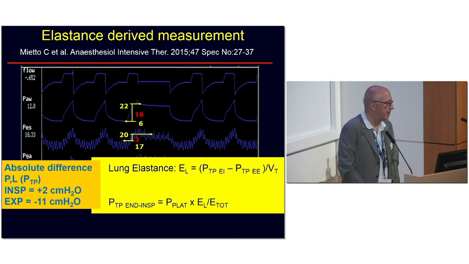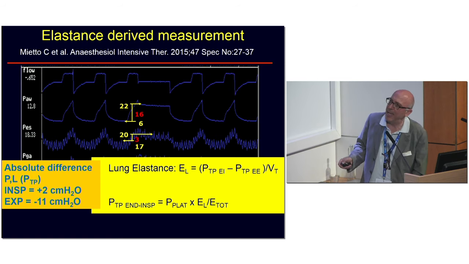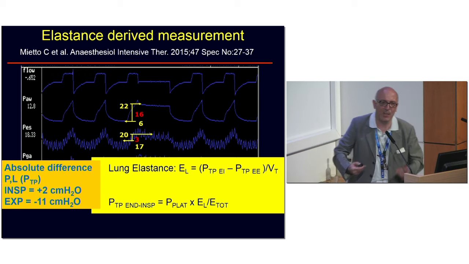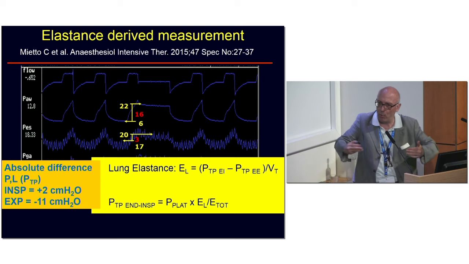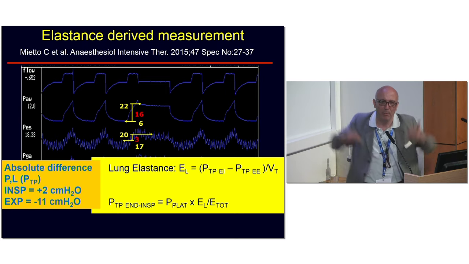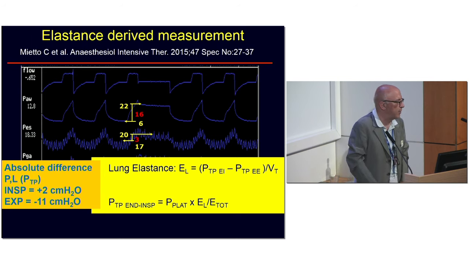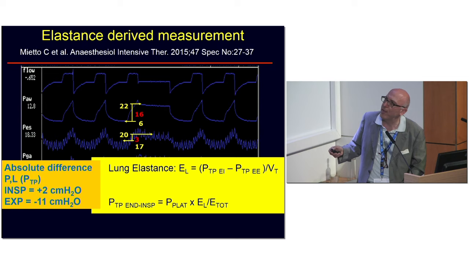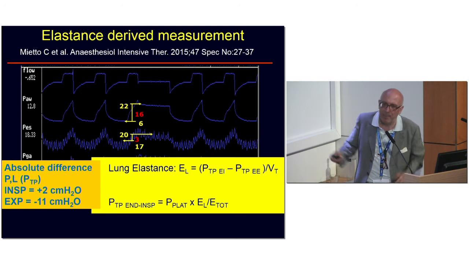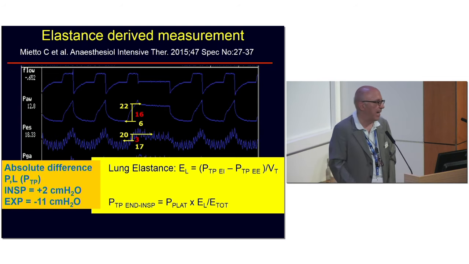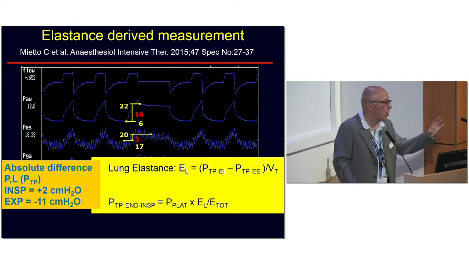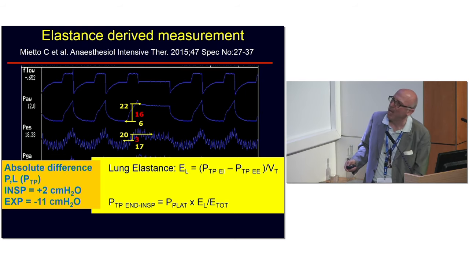Talmor would measure like this. At end expiration, 6 minus 17 is minus 11. It means that, at this point, Talmor would put 15 of PEEP to counterbalance this negative transpulmonary pressure. It means that the esophageal pressure is higher than the pressure in the lung, and this should cause the collapse.